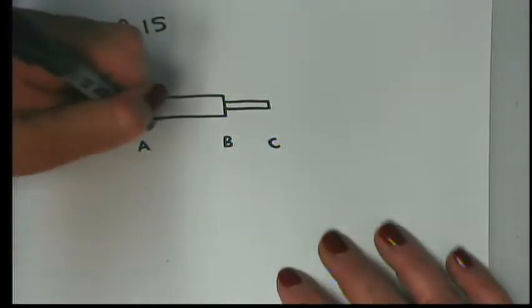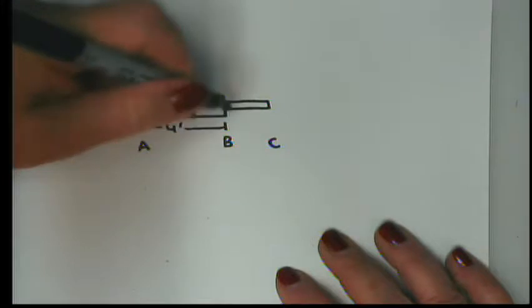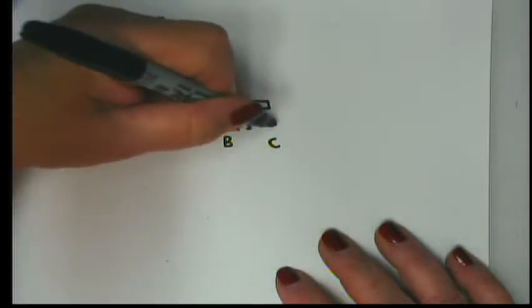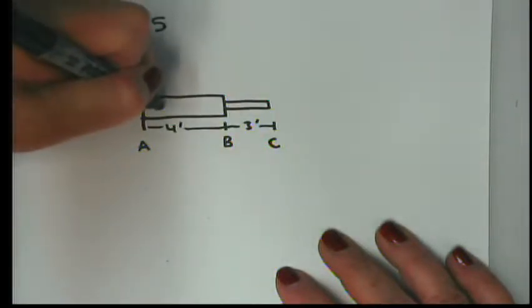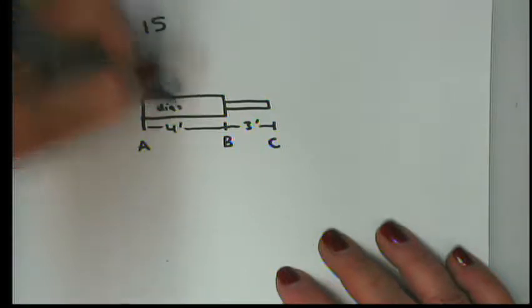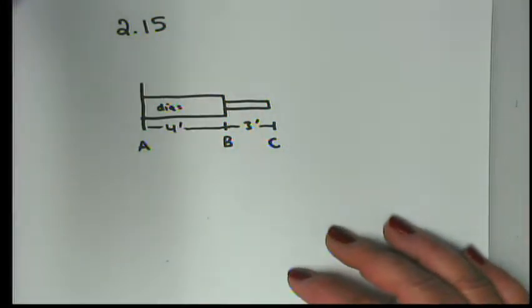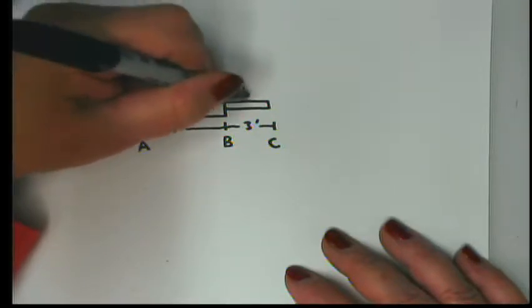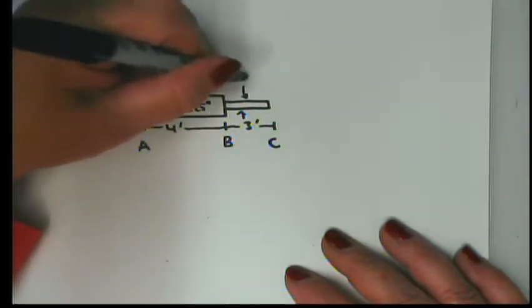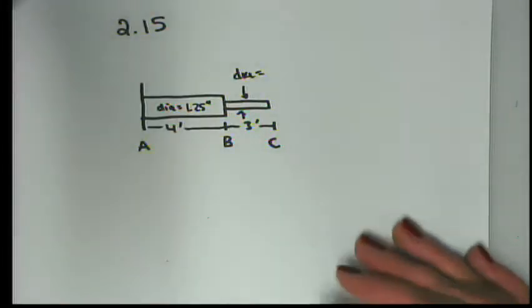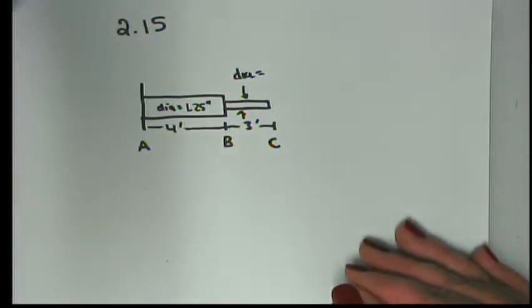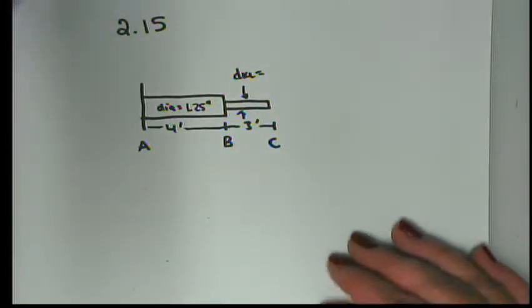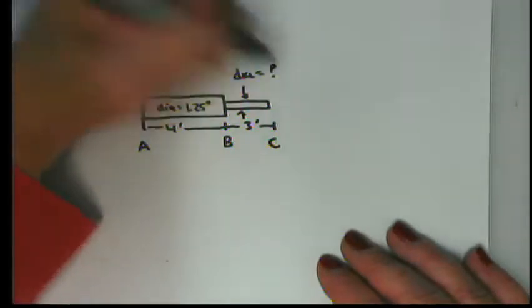AB is 4 feet long. BC is 3 feet long. The diameter here is 1.25 inches. And the diameter here is unknown. So there's a fun one. Okay, so the diameter here is what I'm looking for.